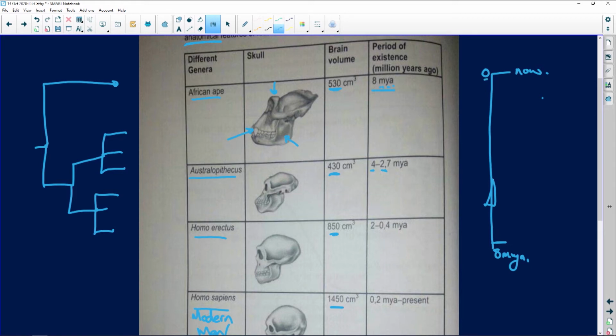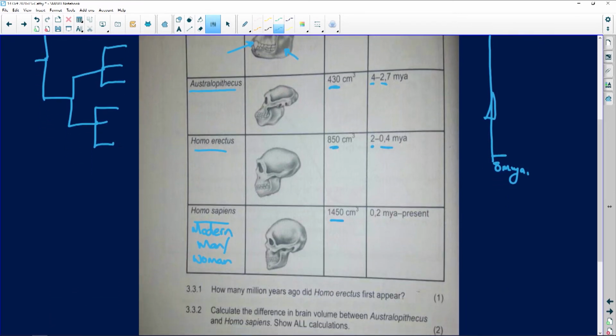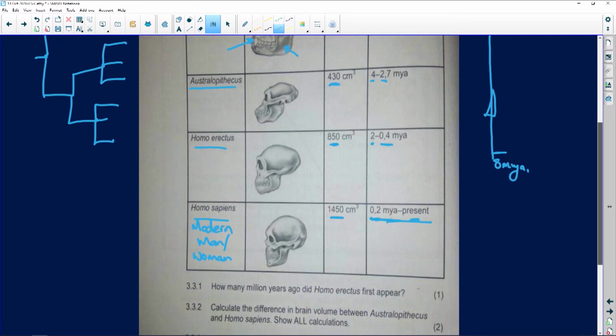So it always goes backwards in time, to current day, present day. And then you have Homo erectus was about 2 million years ago to about 0.4 million years ago. And here you have 0.2 Maya to present day. So this is when we have us, Homo sapiens, evolving.